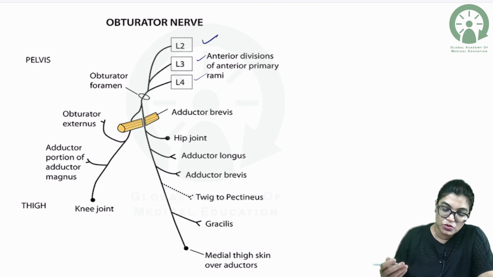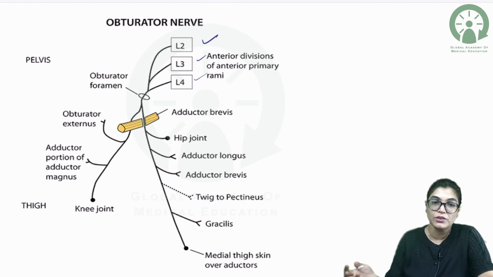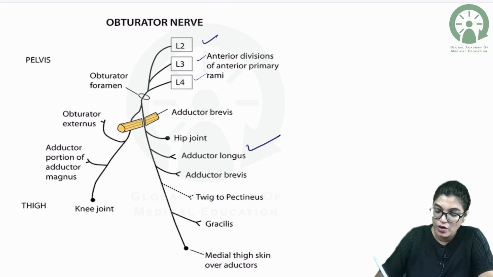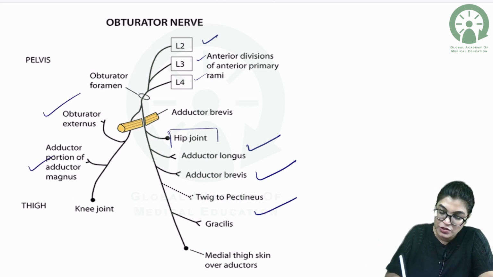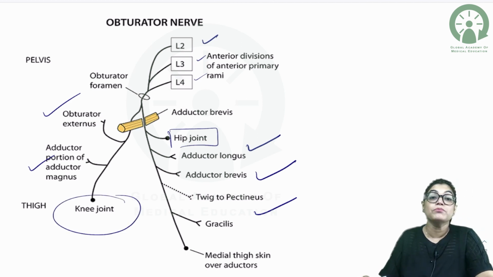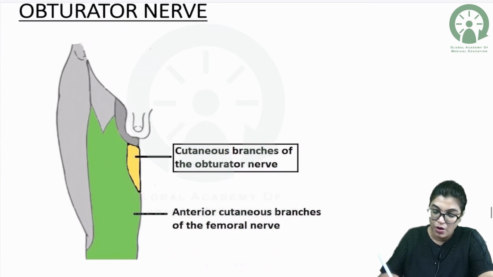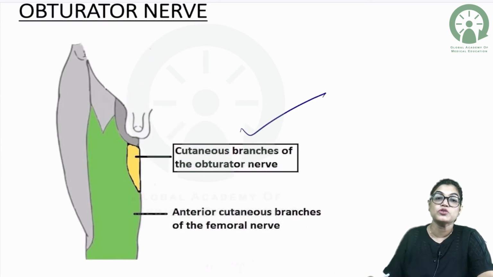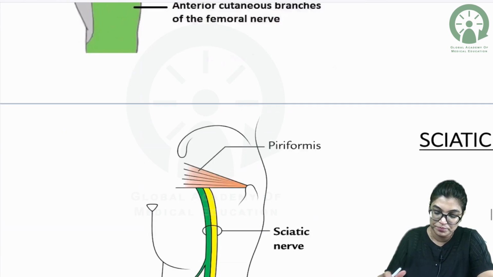It is having two divisions, anterior and posterior. It is giving innervation to the muscles of medial compartment of the thigh. It is giving innervation to adductor longus, adductor brevis, pectineus, adductor magnus, obturator externus, and also gives innervation to hip joint and knee joint. And cutaneous distribution is on to the medial most part of the thigh. So see here, obturator nerve giving cutaneous distribution to medial most part of the thigh.